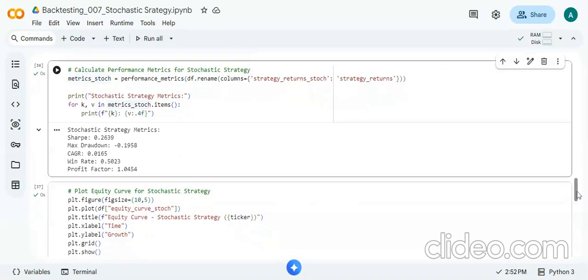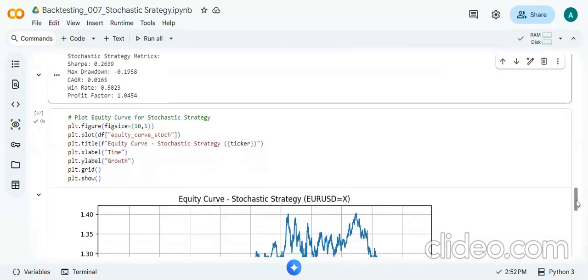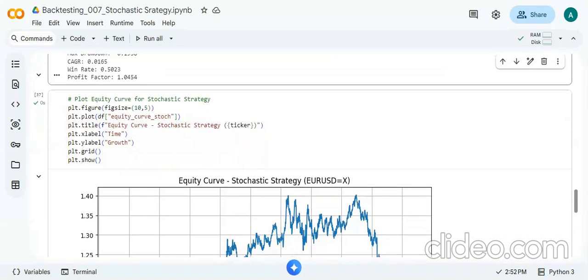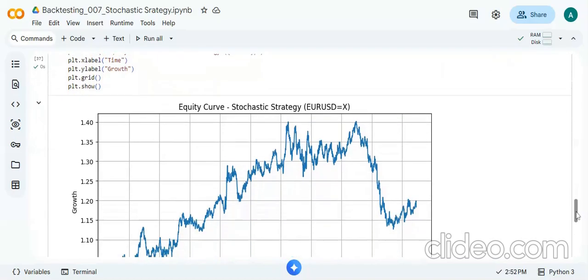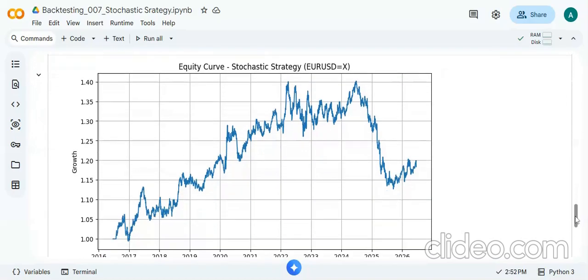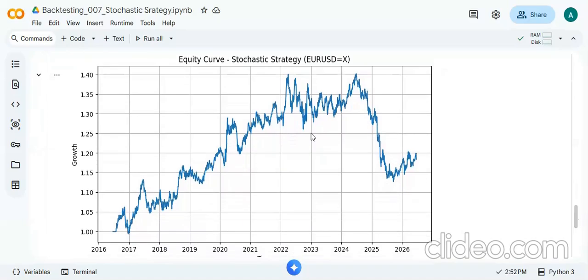Okay, and let's jump into the equity curve. Yeah, and we can wrap up just to say whether this works or not. So here we have the equity curve for the stochastic strategy. Again, what we used is the Euro USD forex pair. Here on the y-axis we have the growth in percent, and here on the x-axis we have years. Okay, so this is 2016 to 2026.